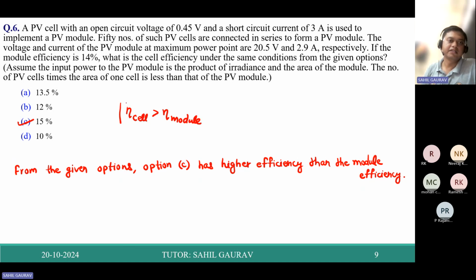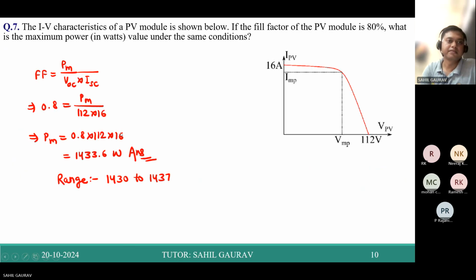So this C option is the correct option. And the next problem they are asking about the fill factor. The fill factor of the module is given as 80%. And what is the maximum power in watts under the same condition?